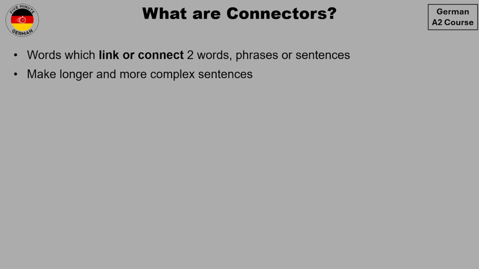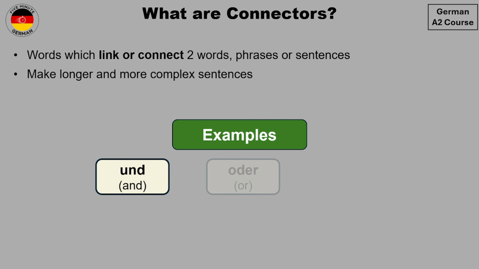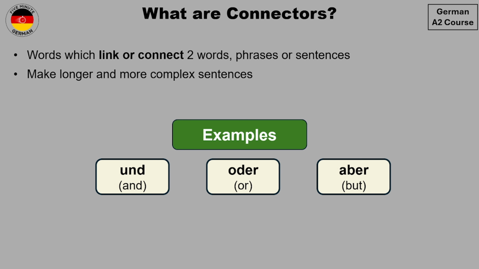We have already seen different examples of connectors in A1. These are und, which means and, oder, which means or, and aber, which means but. So these are all examples of connectors.